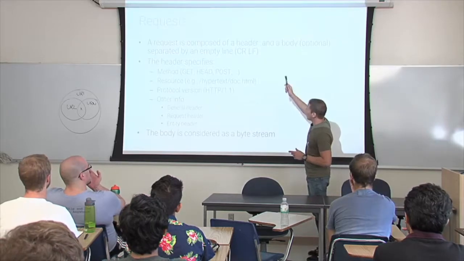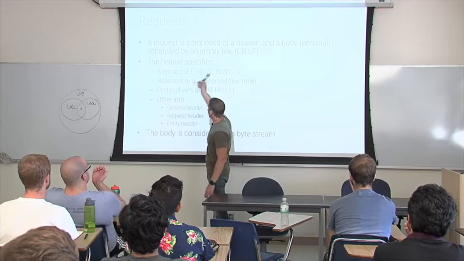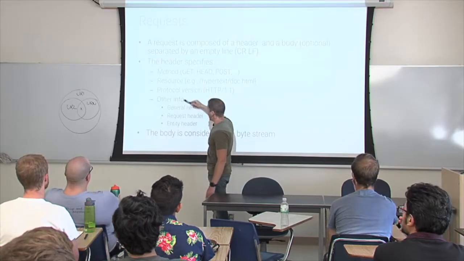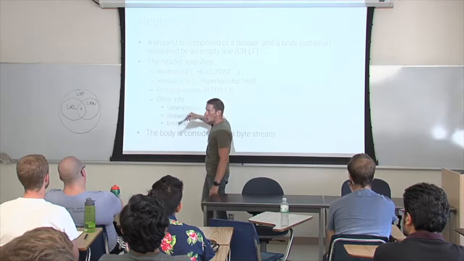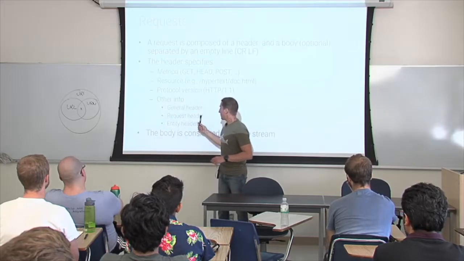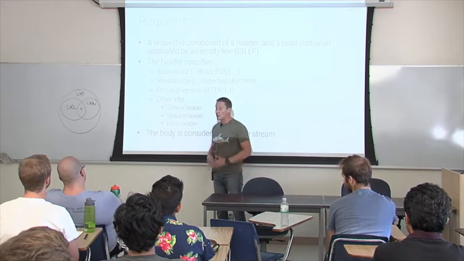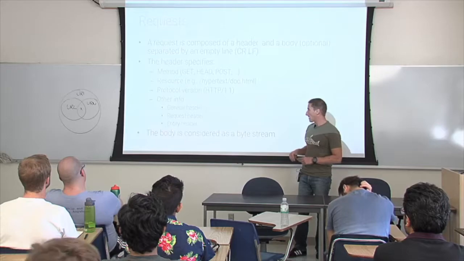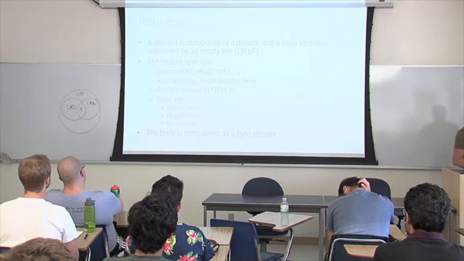Requests are composed of a header and a body. The header has a method, GET, HEAD, POST, the resource, the protocol version, and other info. You have a general header, so these are general values in the header. There are fields that are specific to the request, and fields that are specific to the entity that you are requesting, and the body is considered a byte stream.